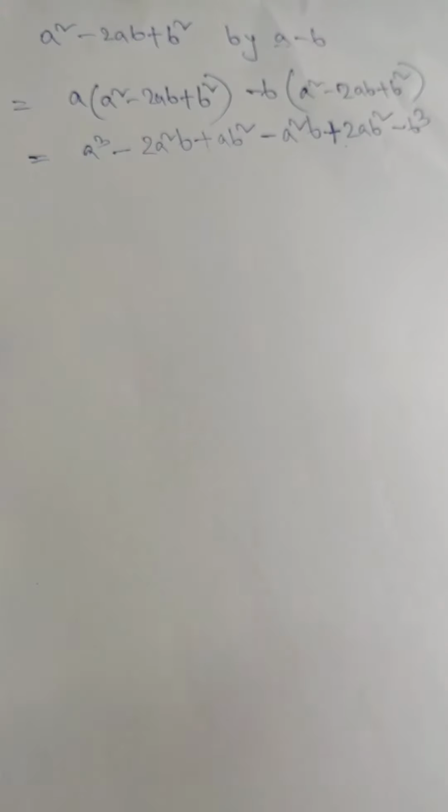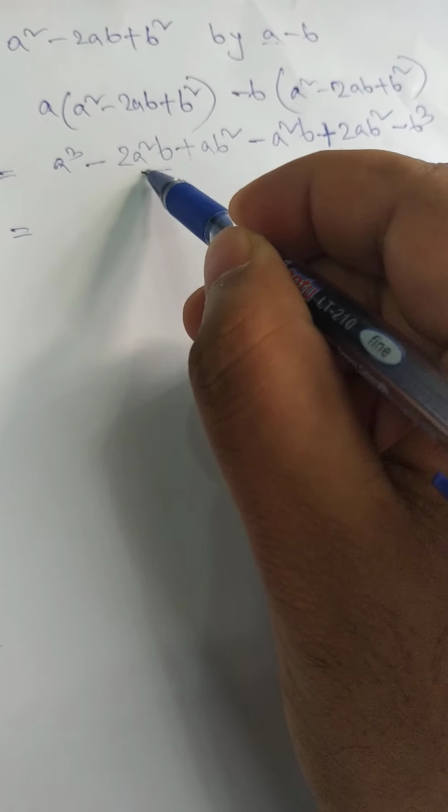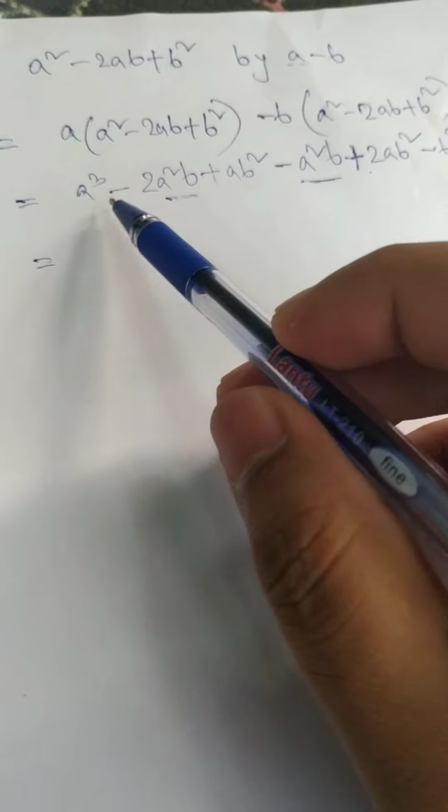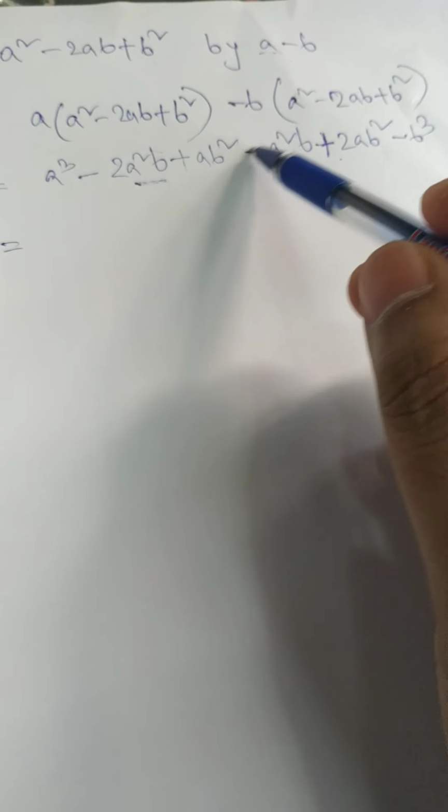Minus b into a square, minus a square b. Minus minus, you see, is what? Plus. So I did not put plus over here, but it should be plus. Minus b into minus 2ab, minus minus plus, b into 2ab, 2ab square. Minus b into plus b square is minus b cube. Finally, what do we get? You see here also a square b, here also a square b, so we need to compile them up, right?